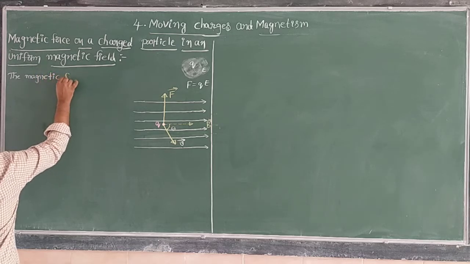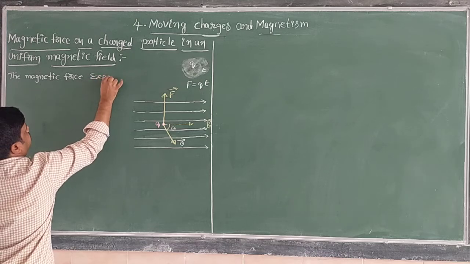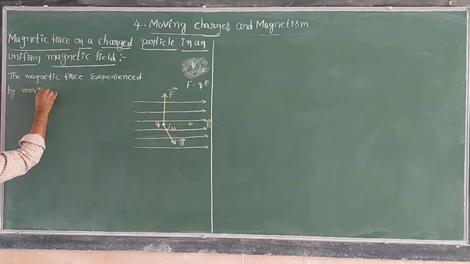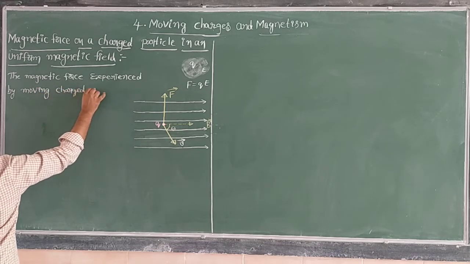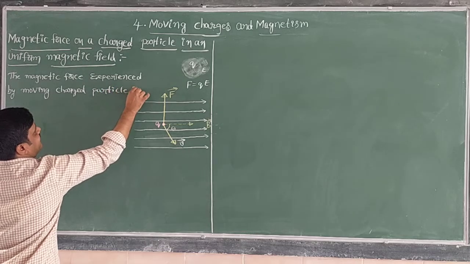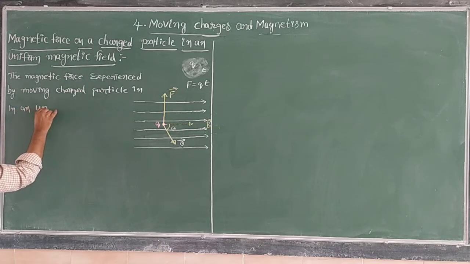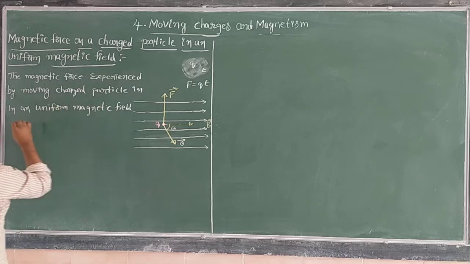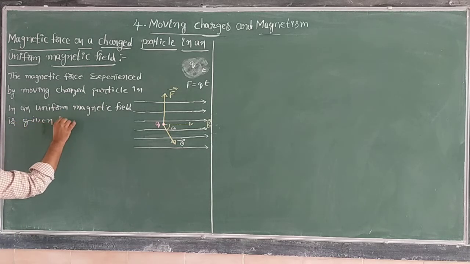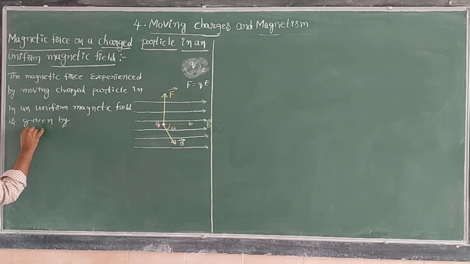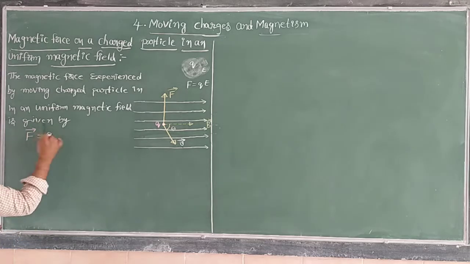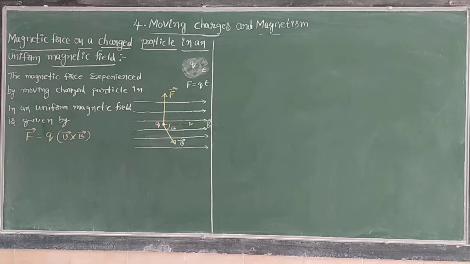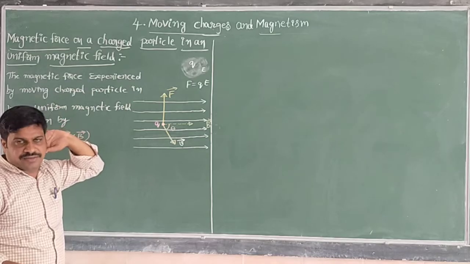The magnetic force experienced by a moving charged particle in a uniform magnetic field is given by F bar equals charge Q into V bar cross B bar. So Q into V bar cross B bar is equal to F bar. That is nothing but the magnetic force.